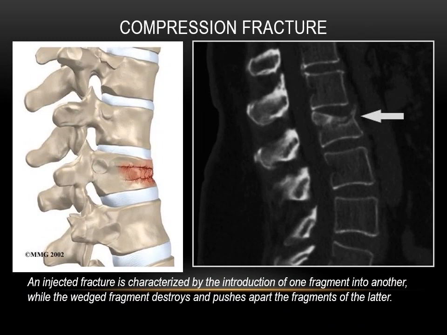Another of the variants of fractures, which is mainly fractures of the spongy, cancellous bones. In particular, using the example of the spine, we see such a term as a compression fracture. Compression fracture, that is, a fracture that occurred from compression.